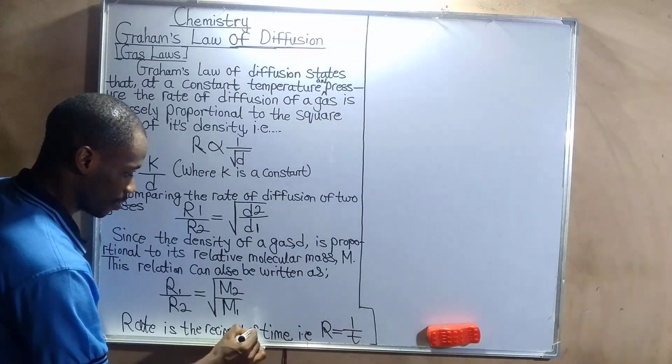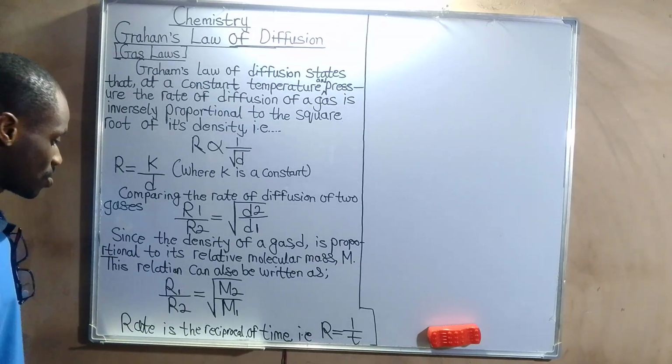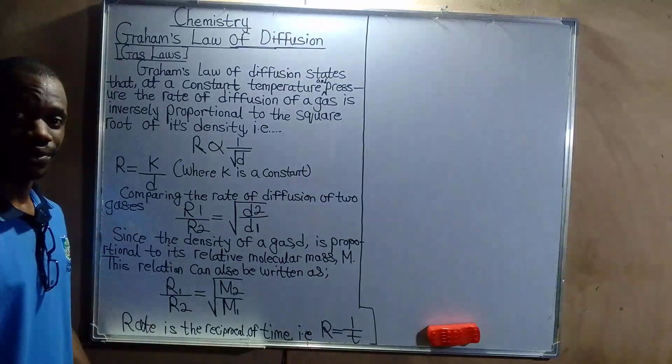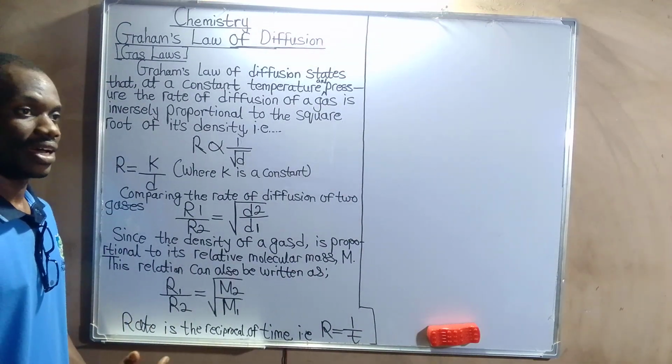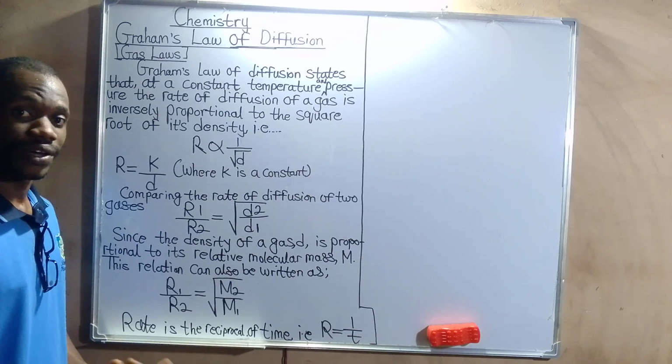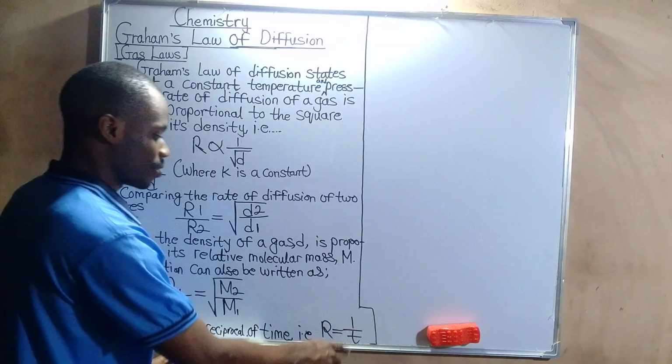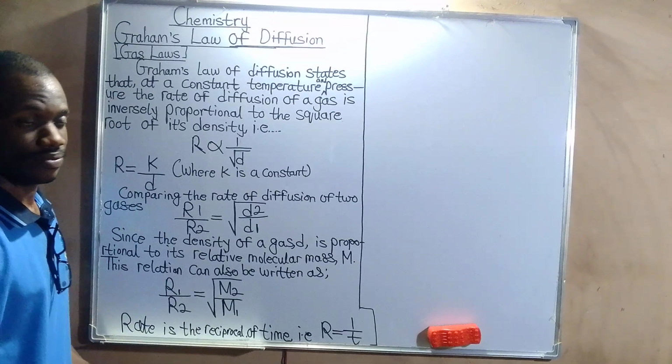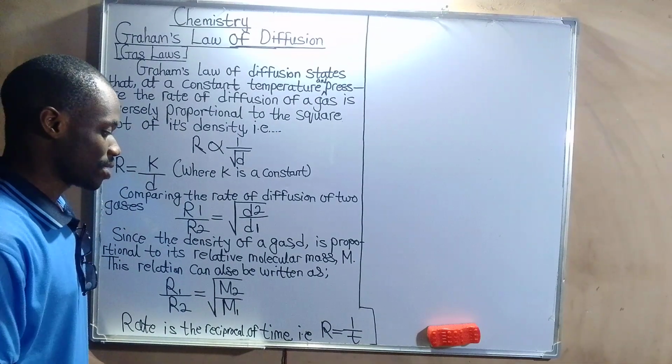Rate is the reciprocal of time. So now, what is reciprocal? Reciprocal is 1 all over a certain item or 1 over a certain number. So R is equal to 1 over what? T.